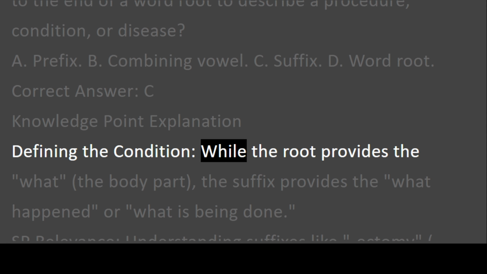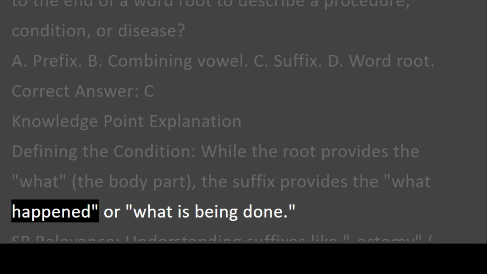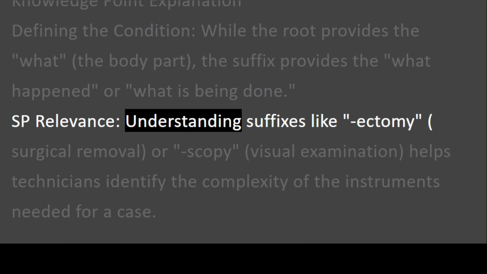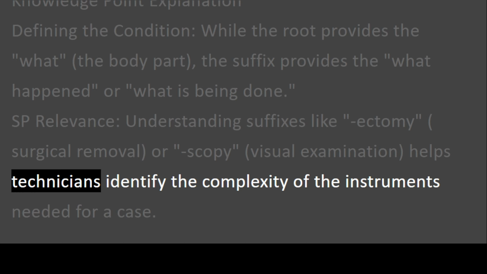Knowledge point explanation. Defining the condition. While the root provides the what, the body part, the suffix provides the what happened or what is being done. SP relevance. Understanding suffixes like -ectomy, surgical removal, or -scopy, visual examination, helps technicians identify the complexity of the instruments needed for a case.